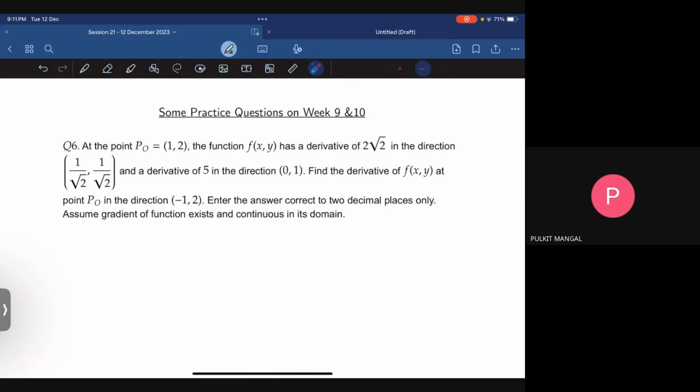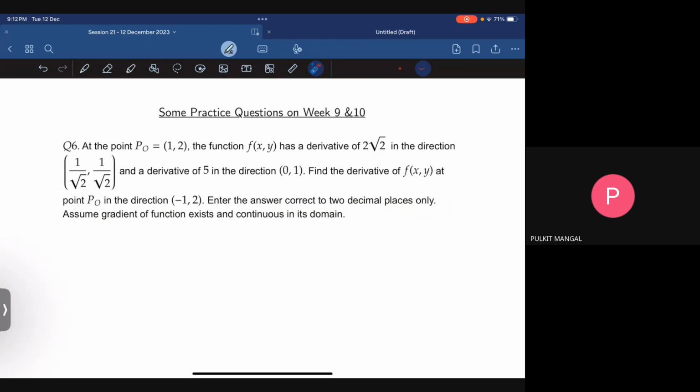So question number 6. At the point P naught, the function f of x comma y has a derivative 2 root 2 in the direction of this vector and a derivative of 5 in this direction. Find the derivative of the function at the point P naught, that is the same 1 comma 2, in the direction of negative 1 comma 2. Enter the answer correct to two decimal places. Assume the gradient of the function exists and is continuous in its domain.